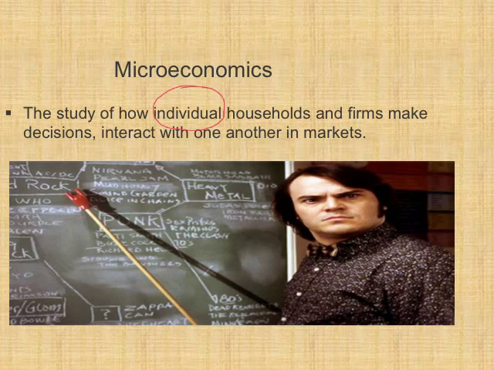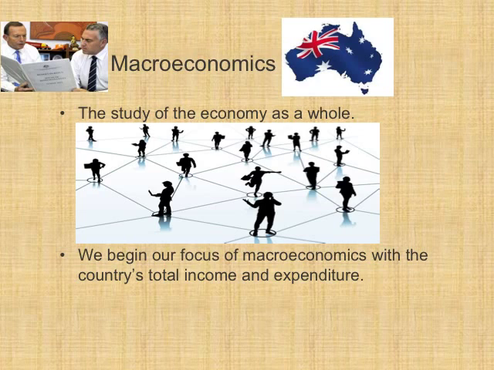Some of the questions microeconomics seeks to answer: how do consumers decide how much of each good to buy? How do firms decide how much output to produce and what price to charge? What determines the price and quantity of individual goods and services? In short, it concerns the individual decision-making process.